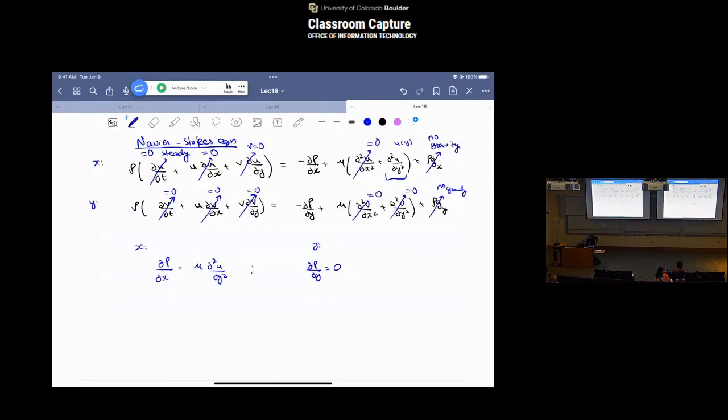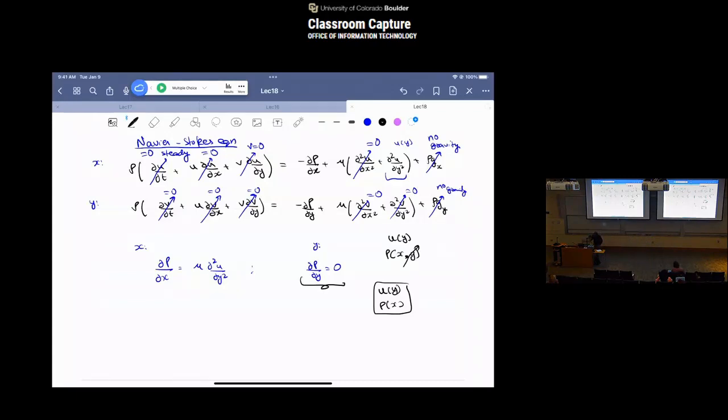Okay. So recall we had already said u is a function of y, and p is a function of x and y. What does this equation tell me? Del p by del y equal to 0. What does this mean? P is only a function of x, because del p by del y is 0. So we can say u is a function of y and p is a function of x. Does everybody agree with this? This is what the y momentum equation tells us.